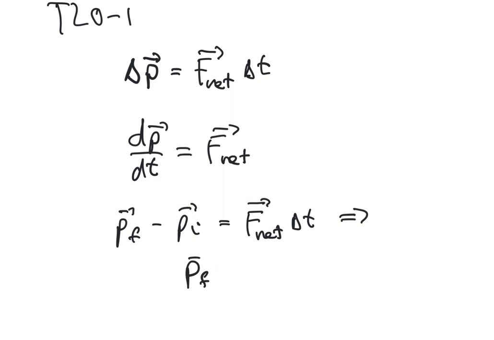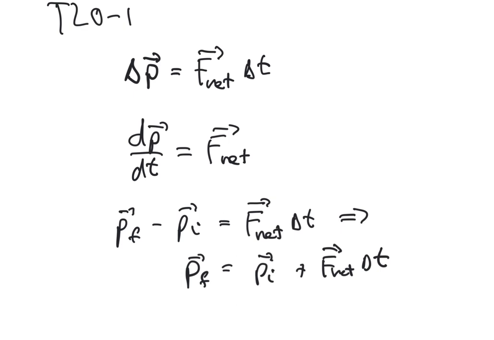Say the final momentum is going to be the momentum now plus the change in momentum, which is going to be the net force times the change in time. So this is a sense in which you can predict future motion given your understanding of the current situation, the net force acting at this moment in time, and the current momentum, the momentum at the beginning of the time interval.